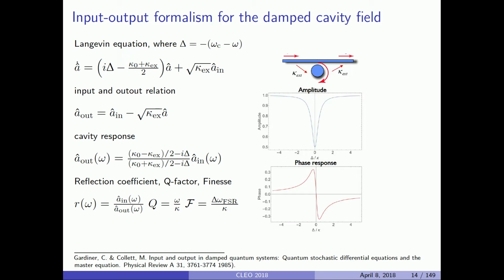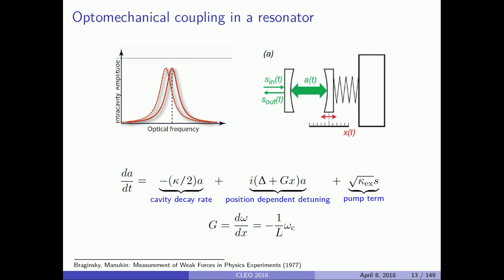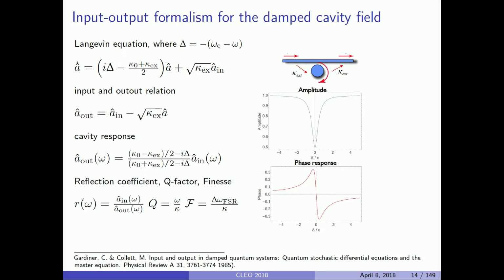You do this by moving to the Fourier domain and making use of one very handy relation that I'll just flash here once. You send light into a cavity and you have light coming out of the cavity, and you might ask how these are related. That relationship was worked out by Gardiner and Collett many years ago. It's called the input-output relation. It tells you that the output field is the input field minus the square root of kappa external times a. It's a very handy relation if you ever want to calculate the transmission response of a cavity, single-sided or double-sided.